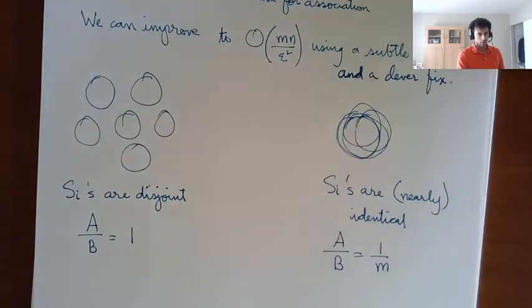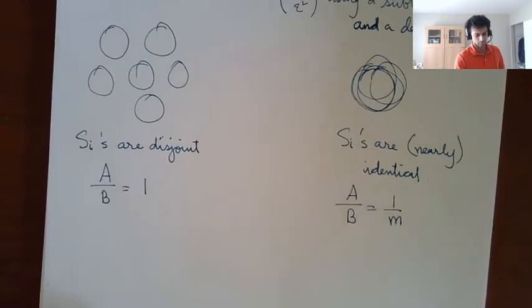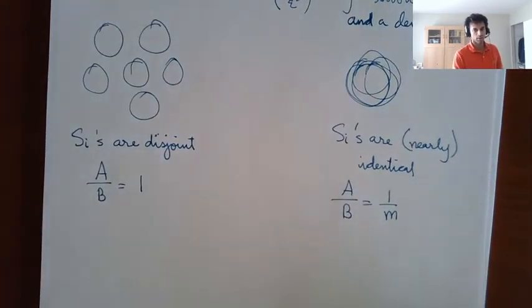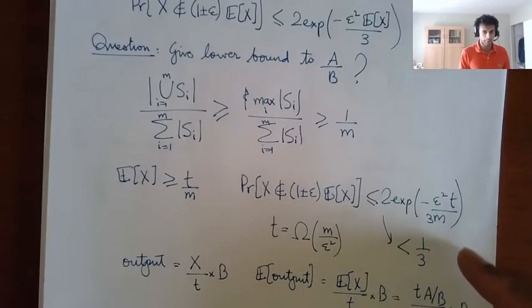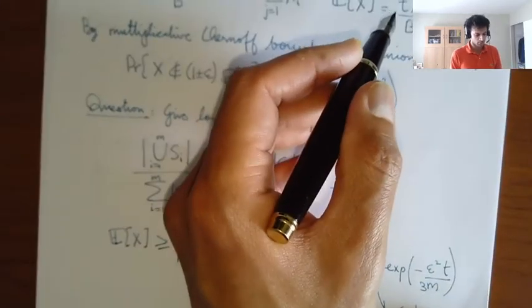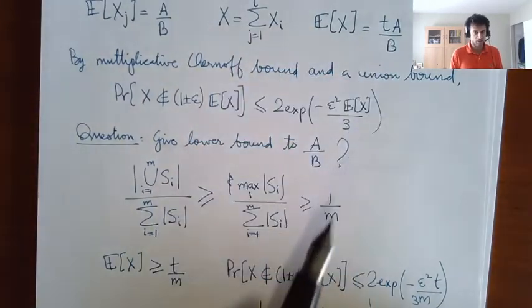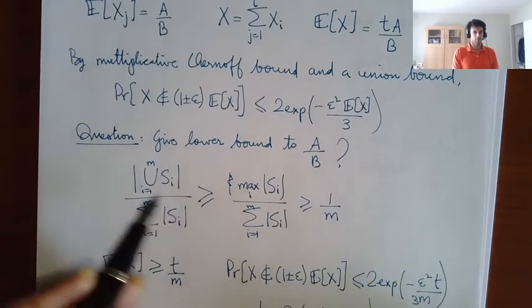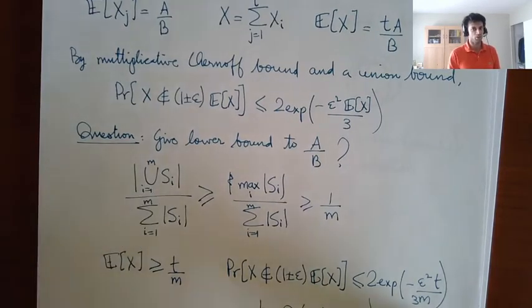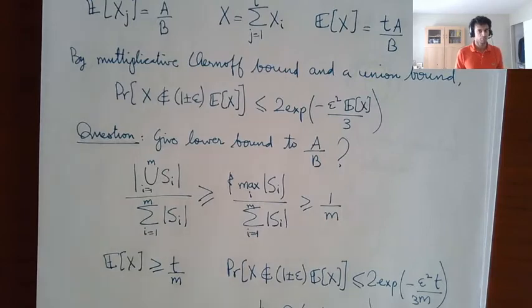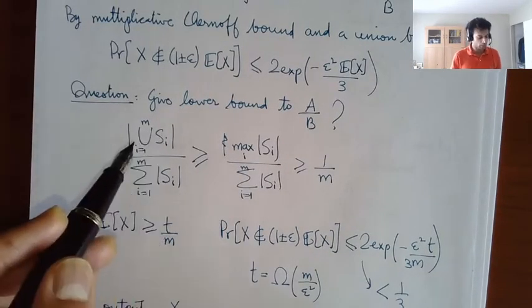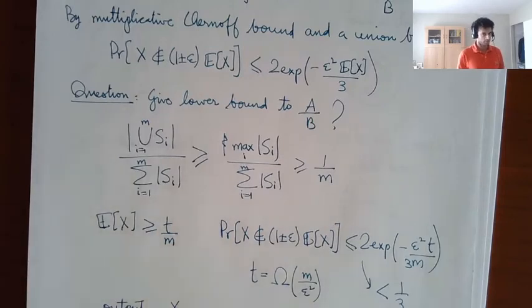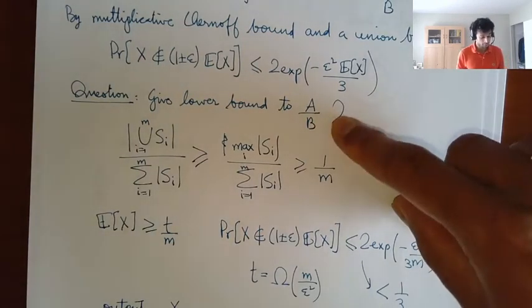So now let's go back. Remember that we set the choice of t. This is what the choice of t depends on, right? The number of samples. We basically set t to be larger than the reciprocal of this quantity, which is A divided by B. Right? We said we need a lower bound.